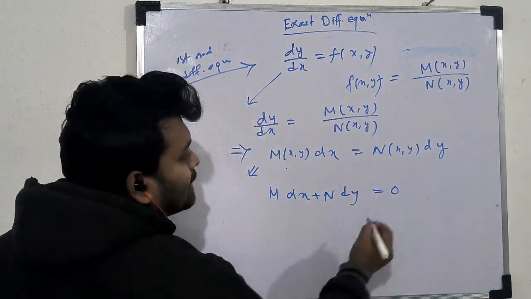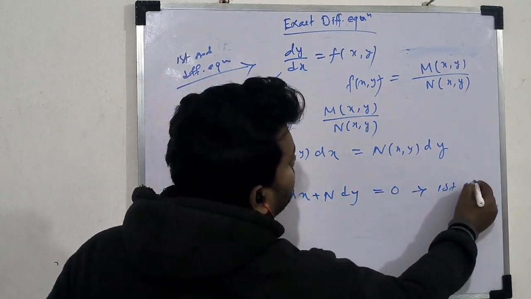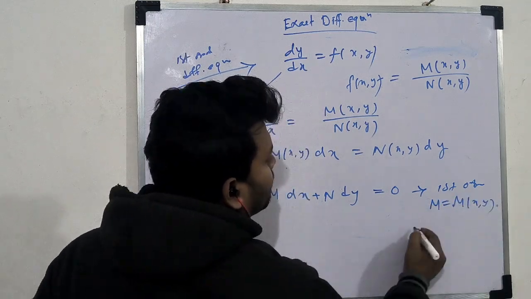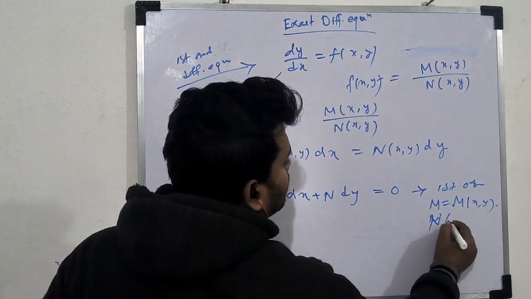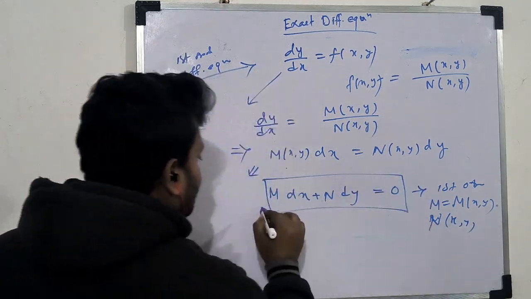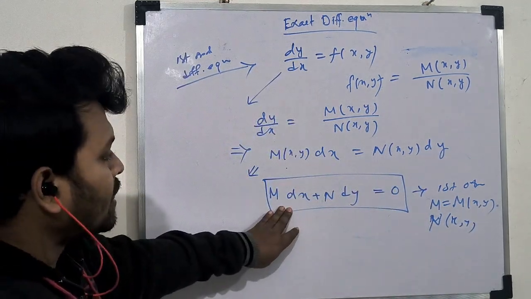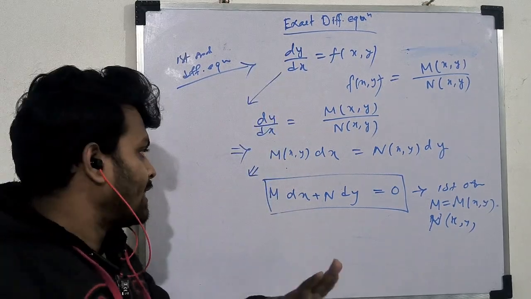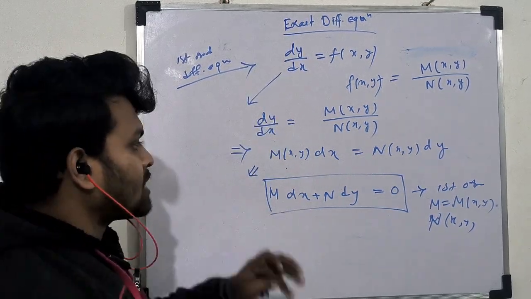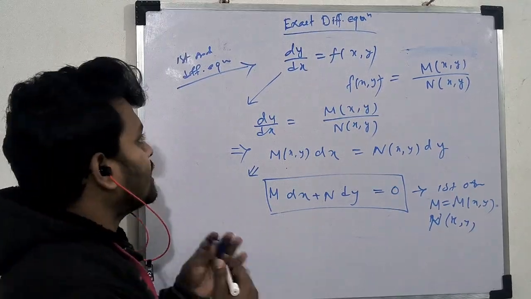So this is also a differential equation, and from this we can also write M dx plus N dy equal to 0, a first order differential equation where M is a function of two variables x, y and N is a function of two variables x, y. So this is the general form of first order differential equation in this chapter. Okay? So how to solve this type of equation? I will discuss that.